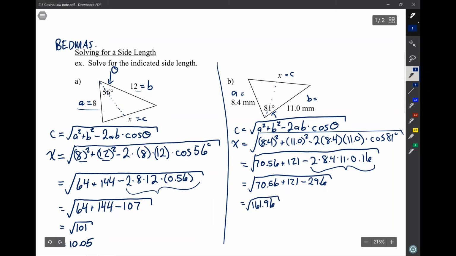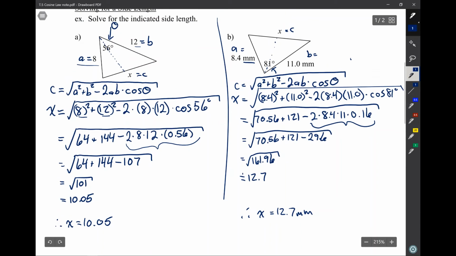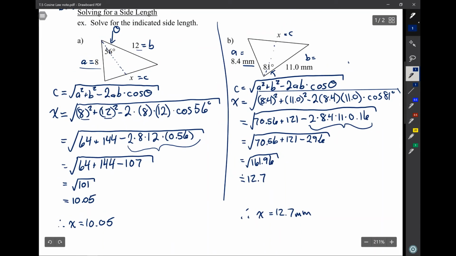161.96, still square rooted. We need to make sure when we're working through this, we keep our square root going on every single line that we're working here. So the square root of 161.96 is approximately 12.7. So therefore, x equals 12.7, and we do have units here, they're millimeters, so 12.7 millimeters. That's how we can solve for the side lengths there.